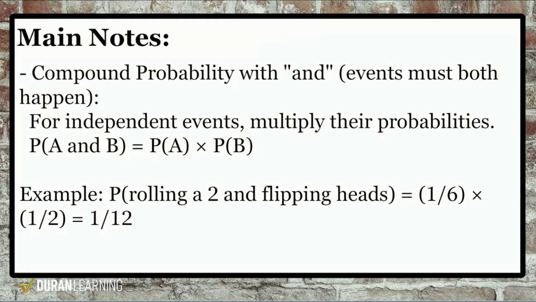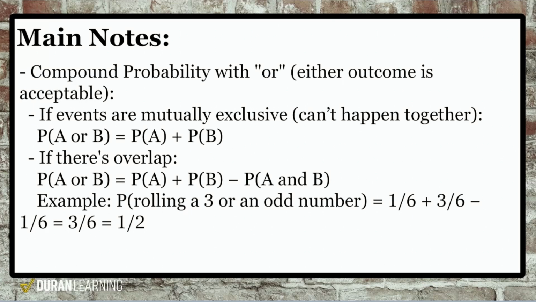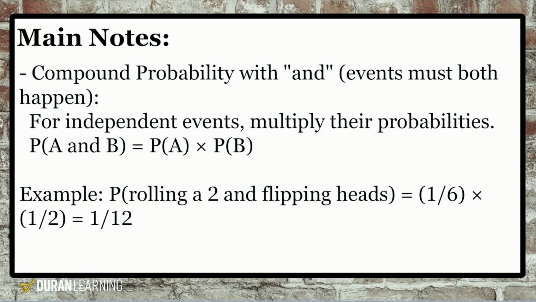This is a two-parter. We have the definition of compound probability with the word and, then compound probability with the word or. We'll talk about both. Number 1, the word and. Just as a reminder from yesterday's class, compound means the probability of 2 or more events happening at once. Using the word and, we could ask, what's the probability of rolling a 2 on a dice and flipping a coin and landing on heads?